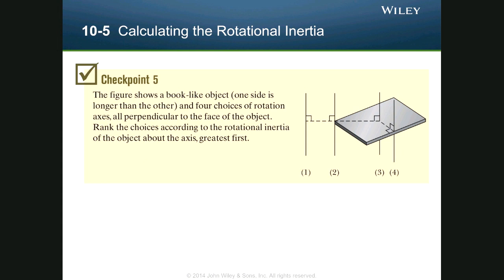We've got a book, and you'll notice we have these different axes of rotation, and they're all perpendicular to the face of the object. So we want to rank all the choices according to the rotational inertia of the object about the axis, the greatest first. So we're ranking moments of inertia again, but we want to see which ones are greater. So you have 4 axes, 4 moments of inertia.